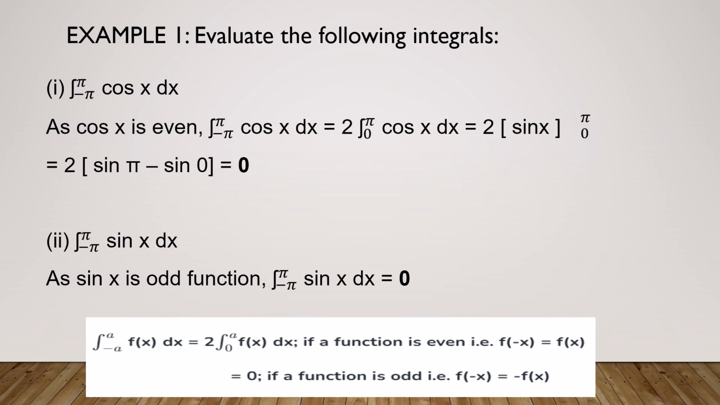Now since cos is an even function and it is minus pi to pi, we can write this as 2 into integral 0 to pi cos x dx. Integral of cos is sine, so just evaluate within the limits. So it is 2 into bracket sine pi minus sine 0, which is equal to 0. Correct? Second one is for minus pi to pi sine x dx. Now since sine is an odd function, directly we can say that this integral minus pi to pi sine x dx will be equal to 0. So this is a useful property.